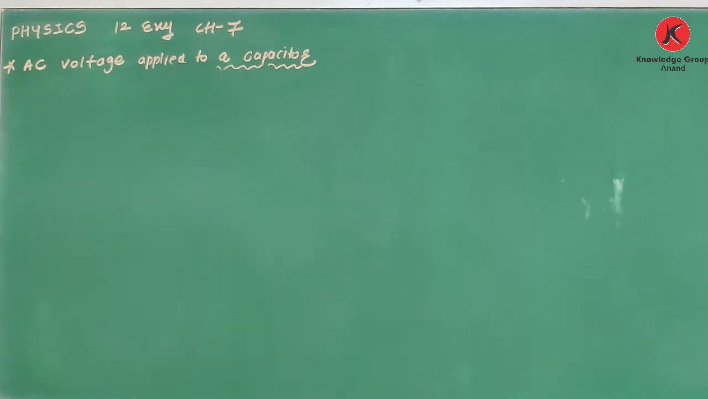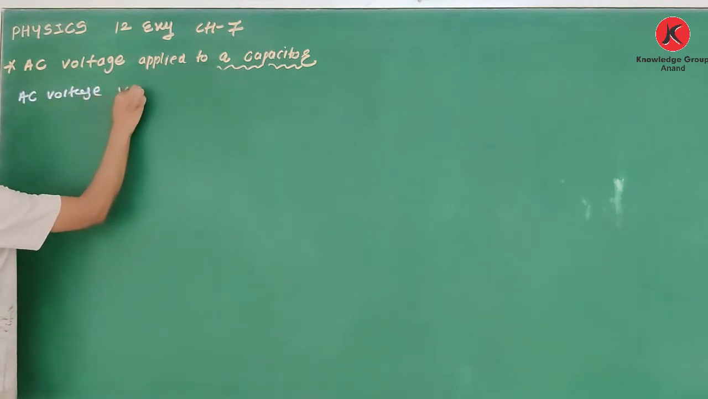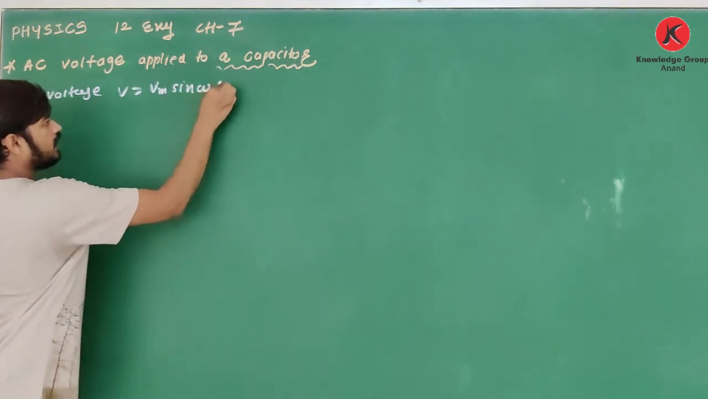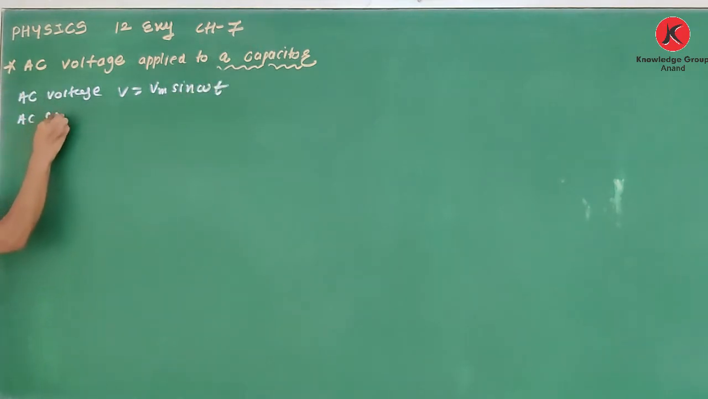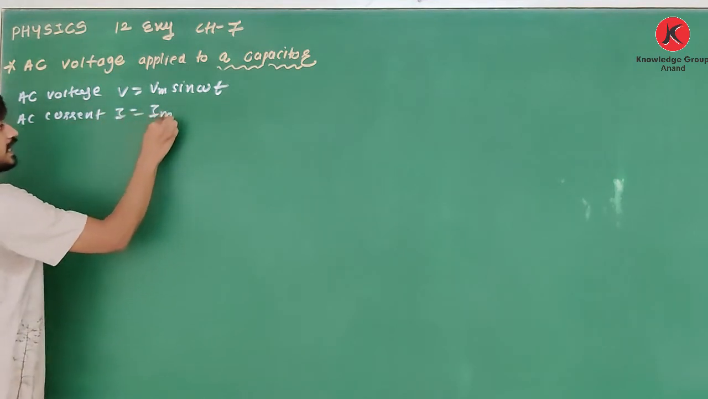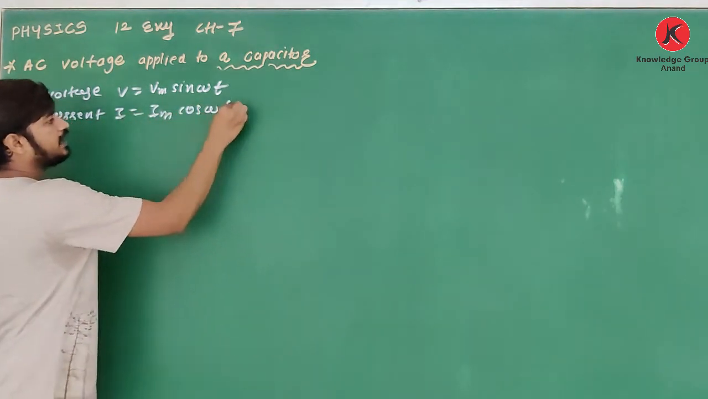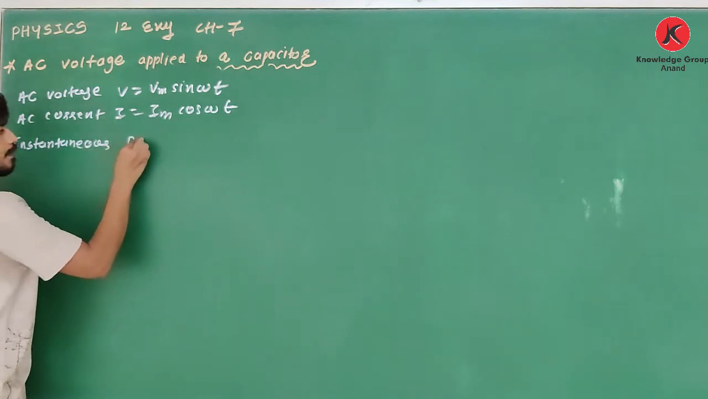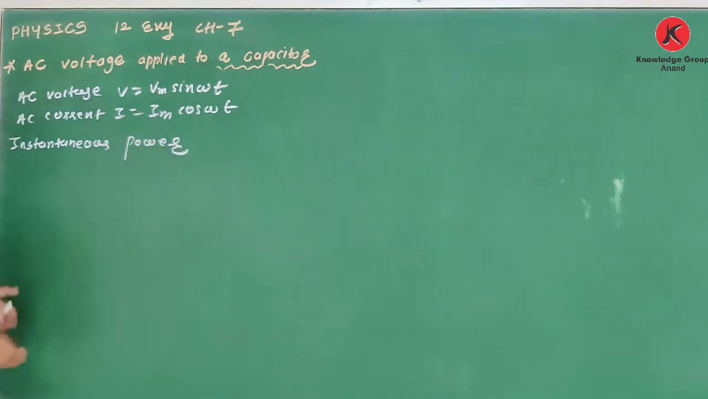Now see, here it is, AC voltage, V is equal to Vm sin omega t. AC current, I is equal to Im cos omega t. Yes or no? Yes, it is. So what is instantaneous power? Why do we use instantaneous power?